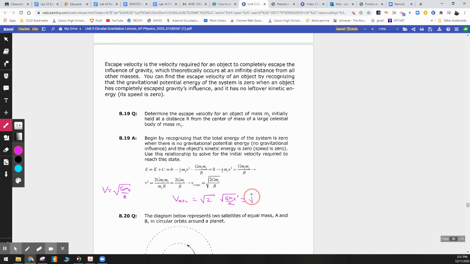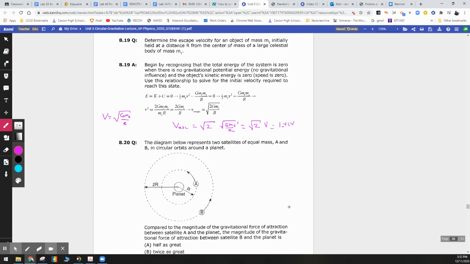So this becomes the square root of 2 times the orbital velocity, this is the orbital speed. What that ends up being is approximately 1.41 times v. So if you can go 1.41 times the speed to maintain circular orbit, you'll have sufficient velocity to escape and leave the orbit.